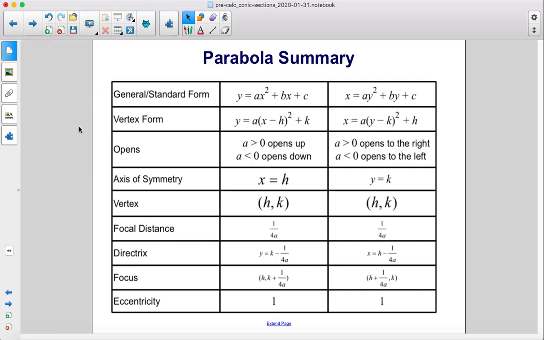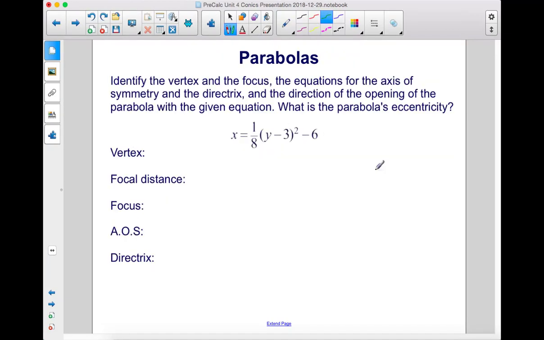Here is a summary of everything we have learned about parabolas. Identify the vertex and the focus, the equations for the axis of symmetry and the directrix, and the direction of the opening of the parabola with the given equation. What is the parabola's eccentricity?